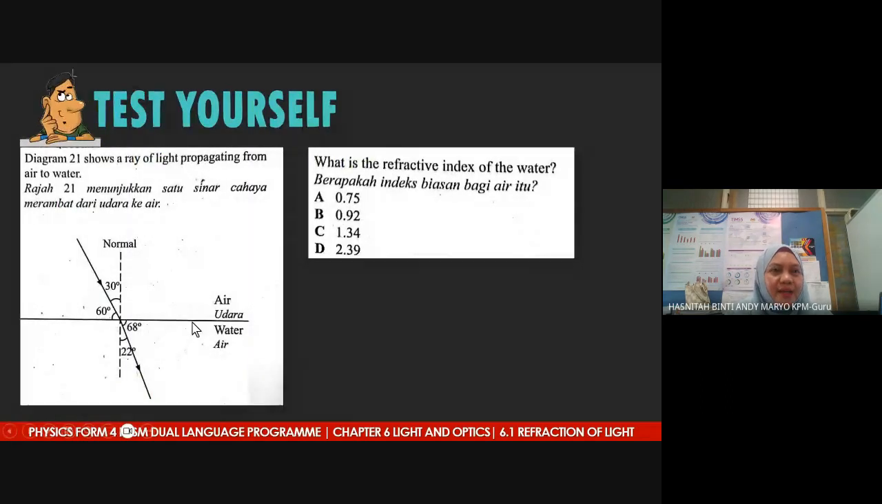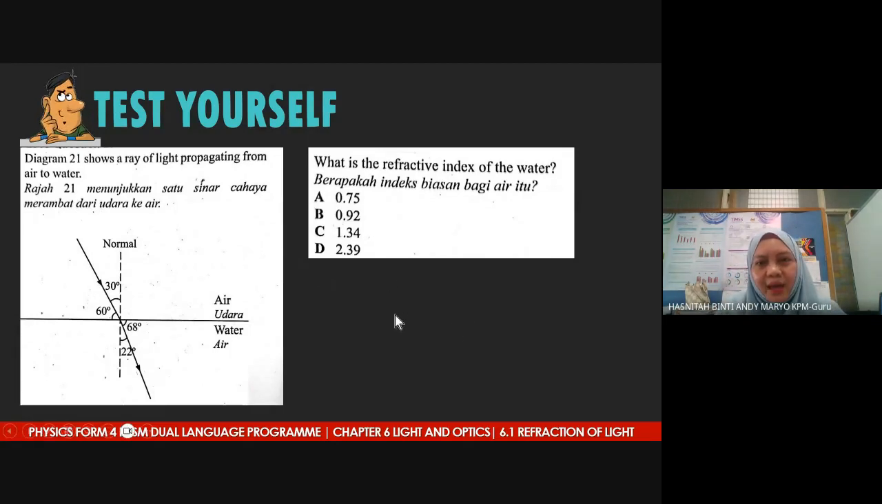As shown in this example, we have refraction of light where the light travels from air entering water with an angle of incidence of 30 degree and angle of refraction of 22 degree. This is a very direct question. What is the refractive index of the water? Refractive index of water is N. From Snell's law formula, can you tell me what is the refractive index of water? Is it A, B, C, or D?